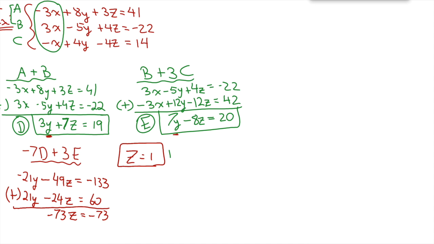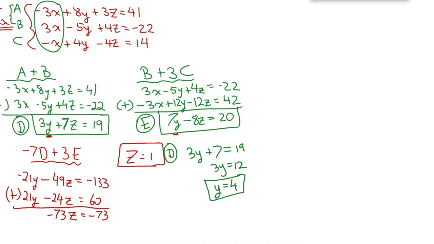D, alright. So in equation D, we're going to plug in z equals 1. We're going to get 3y plus 7 is equal to 19. 3y is equal to 12, and y is equal to 4. So now I have z and y. Now where do I go? E's not going to do us any good, because if I take z and y and put it into E, my answer better be 20.